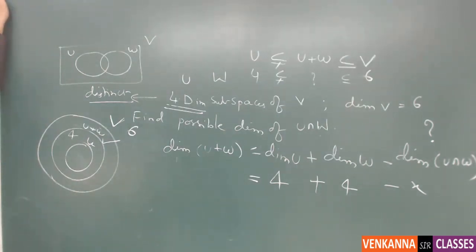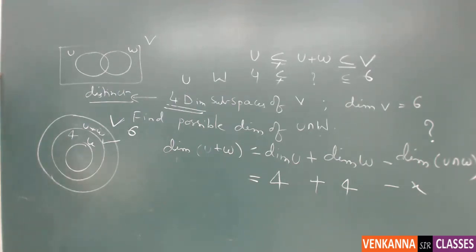Can you say what could be the dimension of U plus W? 5 or 6? Obviously it must be bigger than 4. The subspace dimension cannot exceed the vector space dimension. You have a possibility that U plus W may be equal to V, because he didn't mention that U plus W is a proper subset of V. He didn't mention that. So the possibility for U plus W is either 5 or 6.